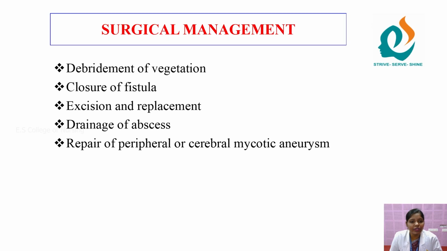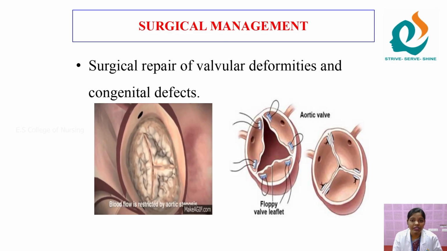Number 1, debridement of vegetations. Another is closure of fistula, excision and replacement, and drainage of abscess. Next, repair of peripheral or cerebral mycotic aneurysm. In surgical management, there is also surgical repair of valvular deformities and congenital defects. See this picture of the aortic valve and a fluffy valve leaflet.